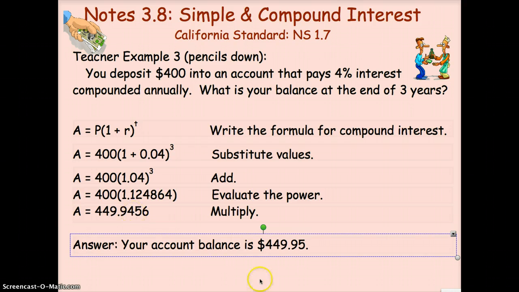Notice I rounded the number off. The 5 told the 4 to round up to a 5, and I left it there, because when we're working with money, we never want anything to go past the hundredths place.